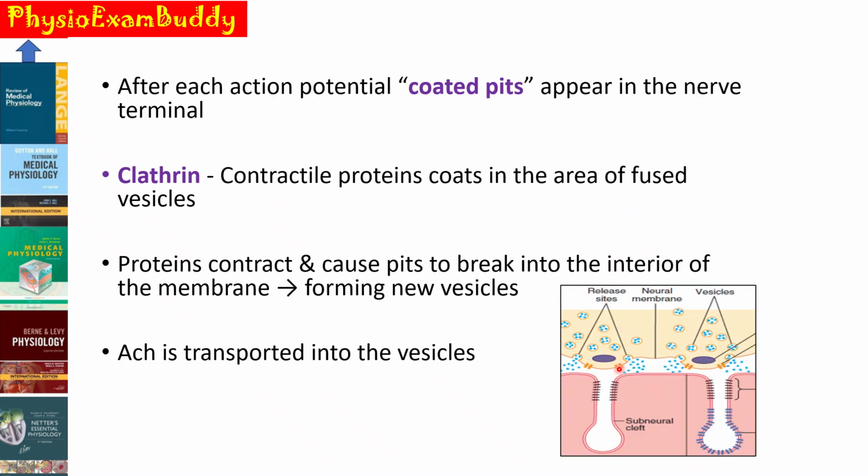After each action potential, a coated pit appears near the nerve terminal, coated with a protein named clathrin. It is a contractile protein which coats the area of the fused vesicle, and this protein contracts and causes the pits to break into the interior of the membrane, forming new vesicles inside the end feet. Acetylcholine is then transported into these clear vesicles, and finally the process is repeated.